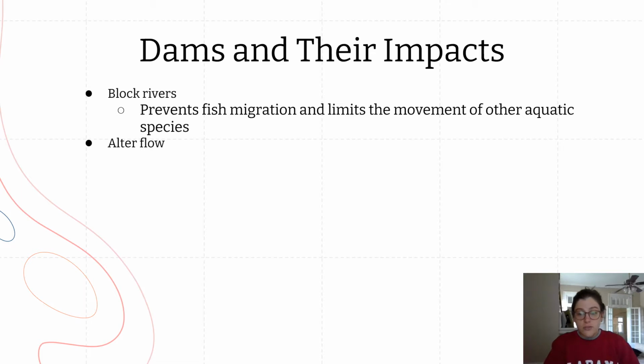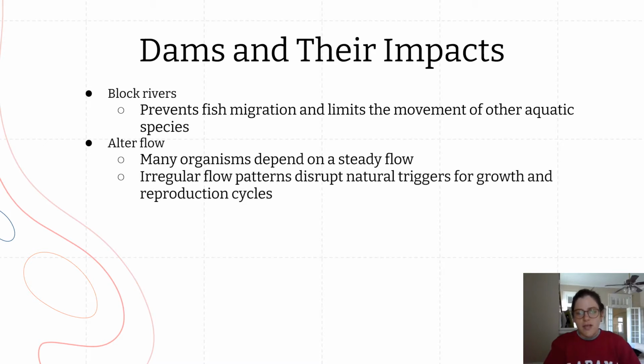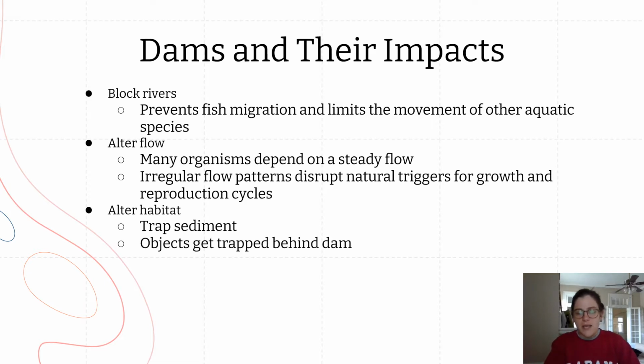They can also alter the flow of streams and rivers. A lot of organisms depend on that steady flow for survival. Irregular flow patterns disrupt natural triggers for growth and reproduction cycles. It can also alter the habitat of a stream or river. It traps sediment behind the dam, which will build up over time. Objects that would naturally float downriver and maybe create habitat downriver can also get trapped behind the dams. And they also divert water from its natural flow.